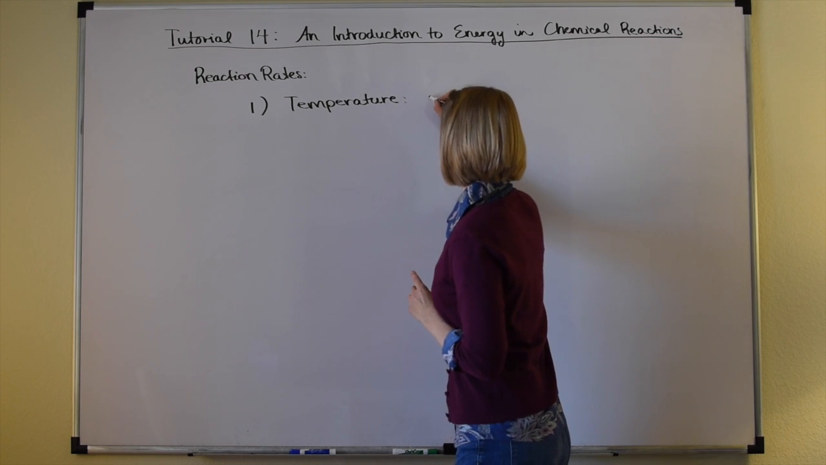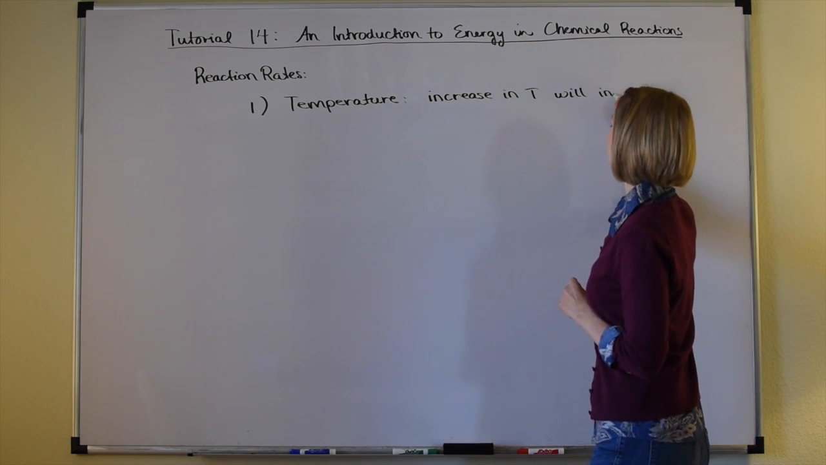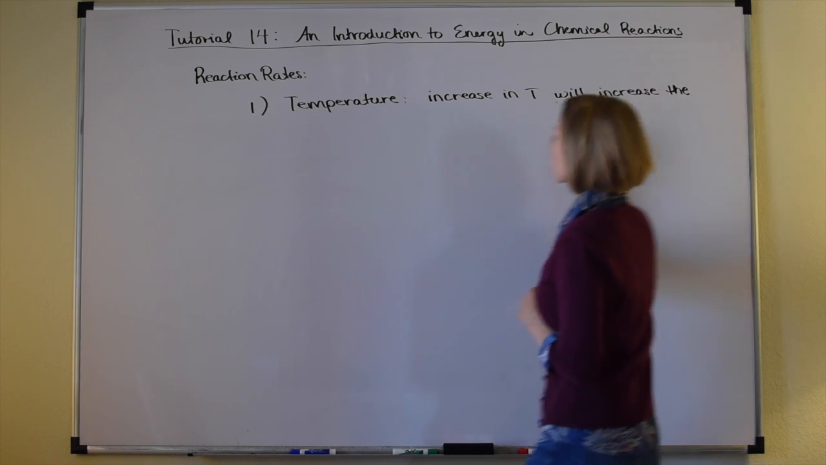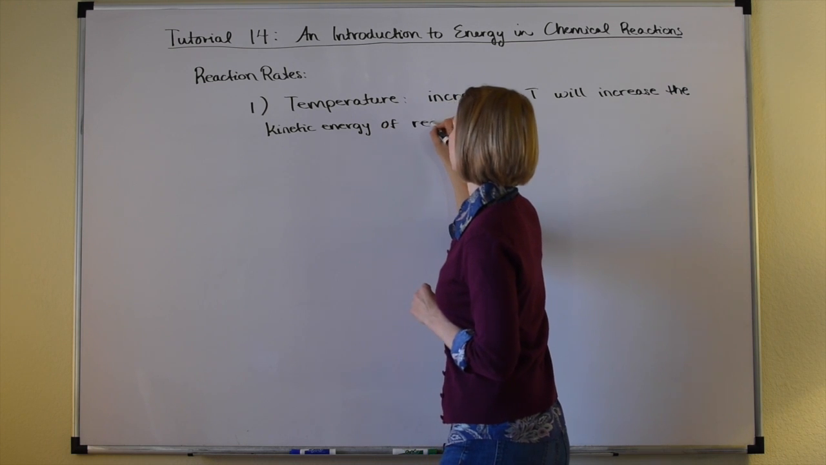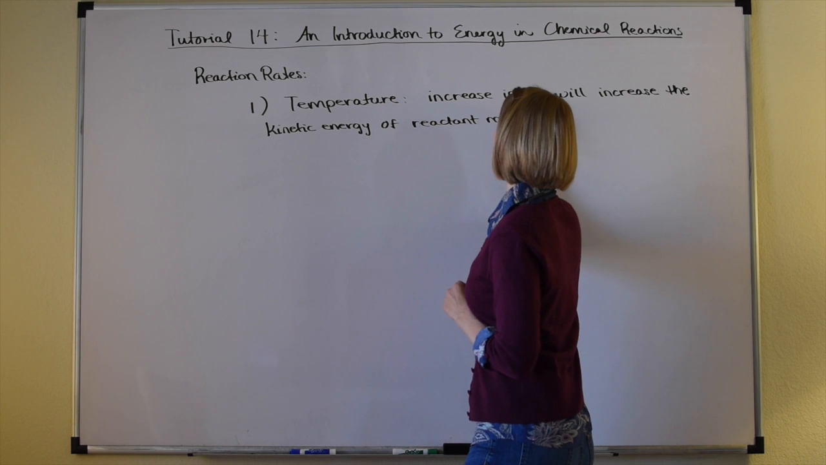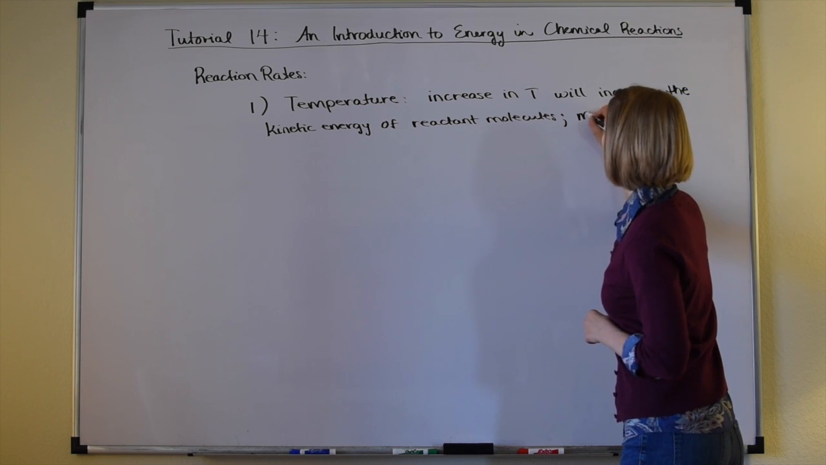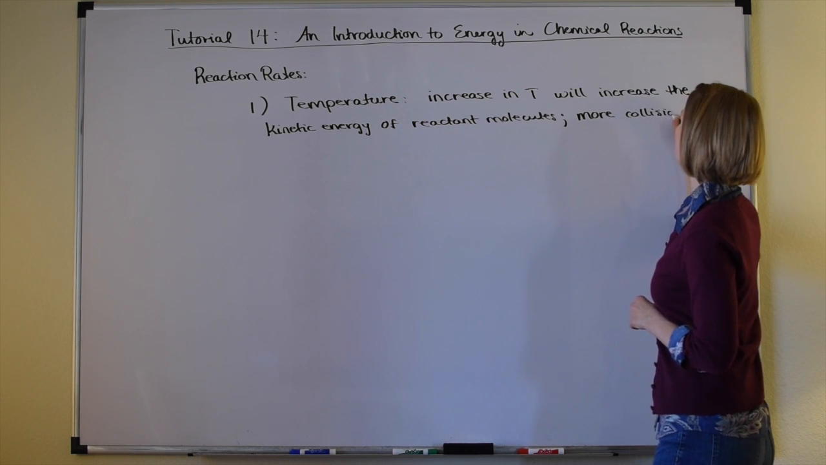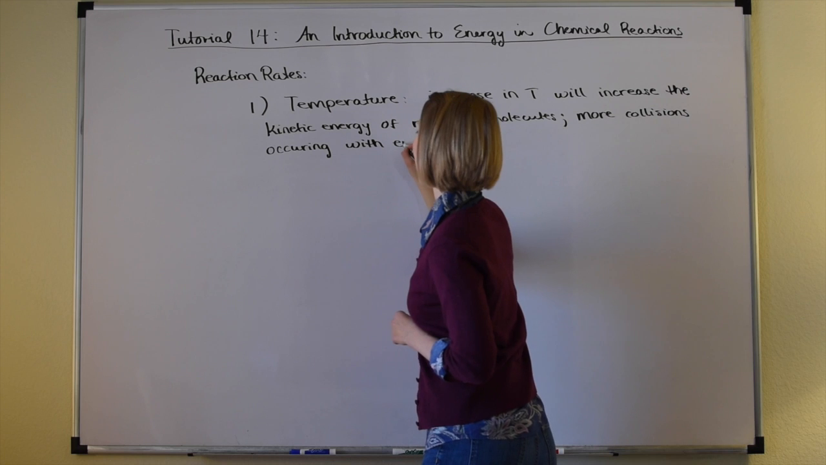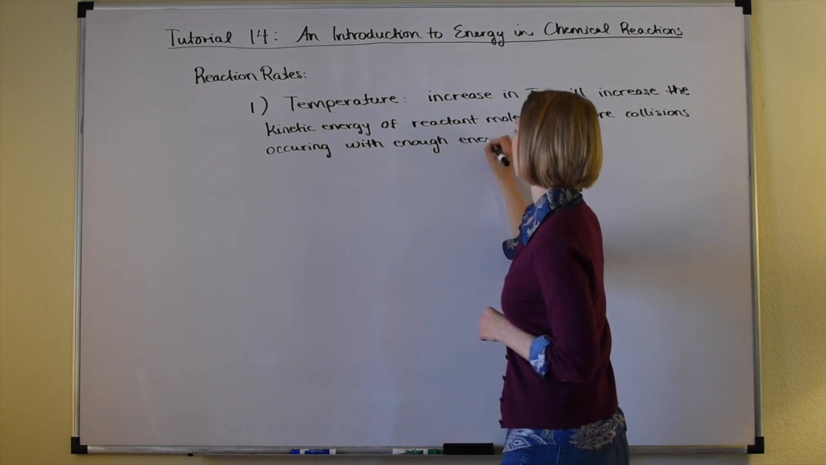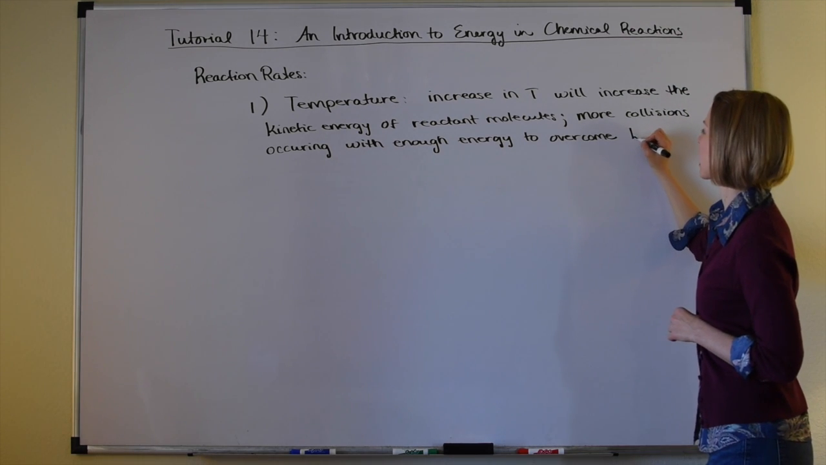So let's write here, an increase in temperature, I'll just write T, will increase the kinetic energy of the reactant molecules. And this means that there will be more collisions occurring with enough energy to overcome that activation energy barrier. I'll just write E of A.